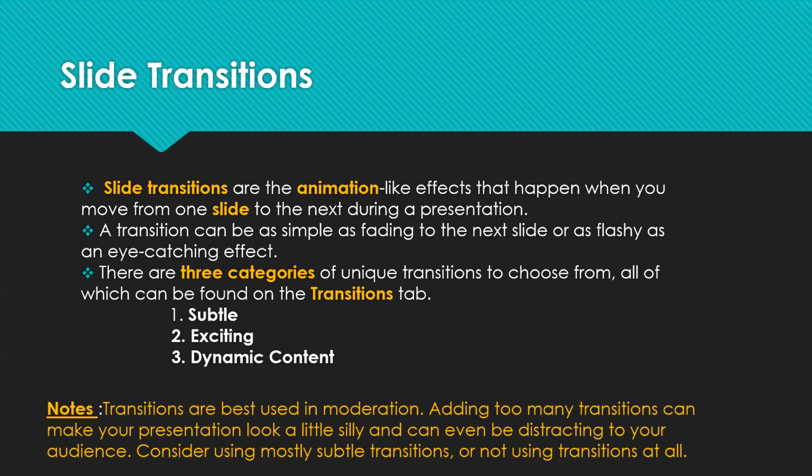We have a lot of options for transitions. It could be very flashy or eye-catching, or it can be very simple with no effects. There are three categories of unique transitions to choose from, all of which can be found on the transitions bar: subtle, exciting, and dynamic content. Transitions are used best in moderation. Adding too many transitions can make your presentation look silly and can even be distracting to your audience. Consider using subtle transitions or not using transitions at all.